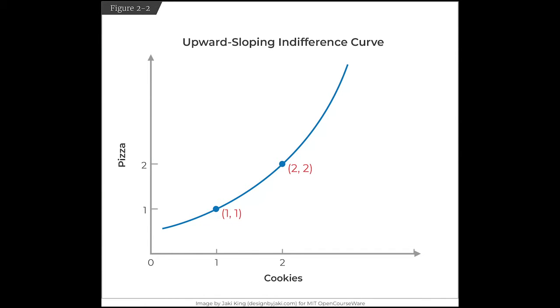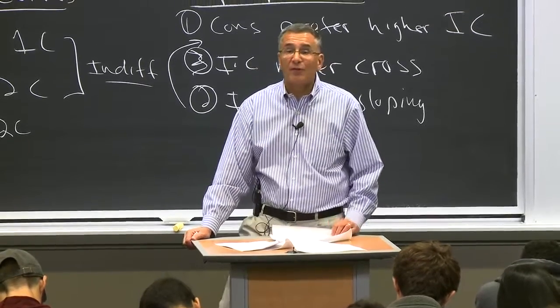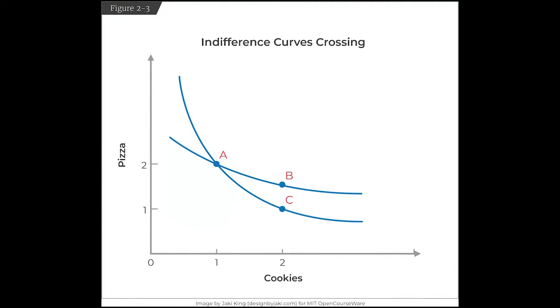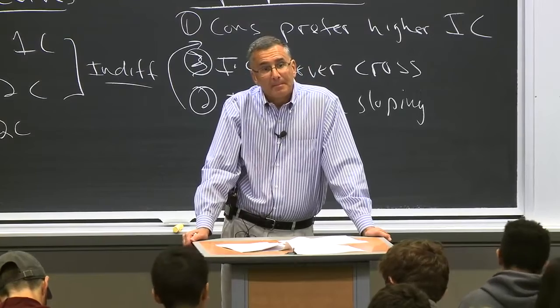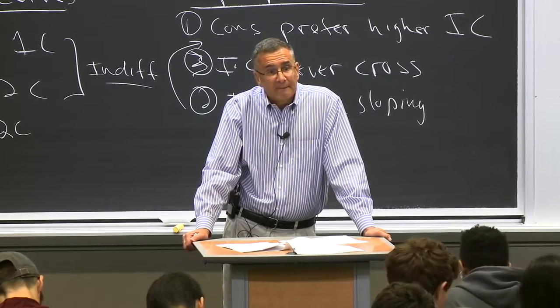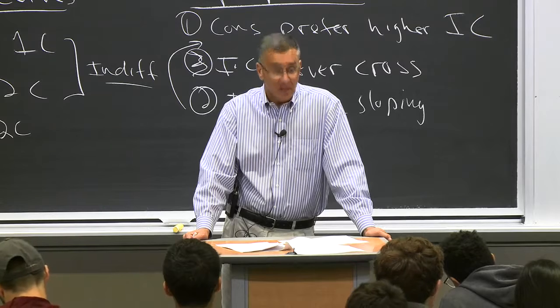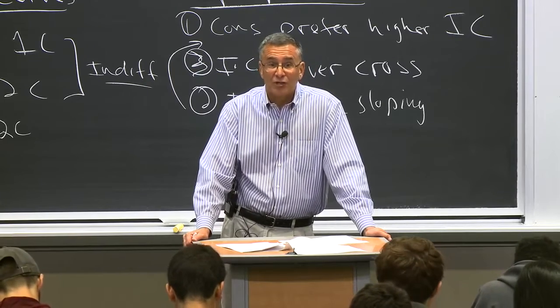So that's the second property of indifference curves. The third property is indifference curves never cross. We could see that in figure 2.3. Someone else tell me why this violates the properties I wrote up there, indifference curves crossing. Because of B and C, B is strictly better. That's right. But they're also both on the same curve as A. So you're saying you're indifferent with A for both B and C, but you can't be because B is strictly better than C. So it violates transitivity. The problem with crossing indifference curves is that they violate transitivity.